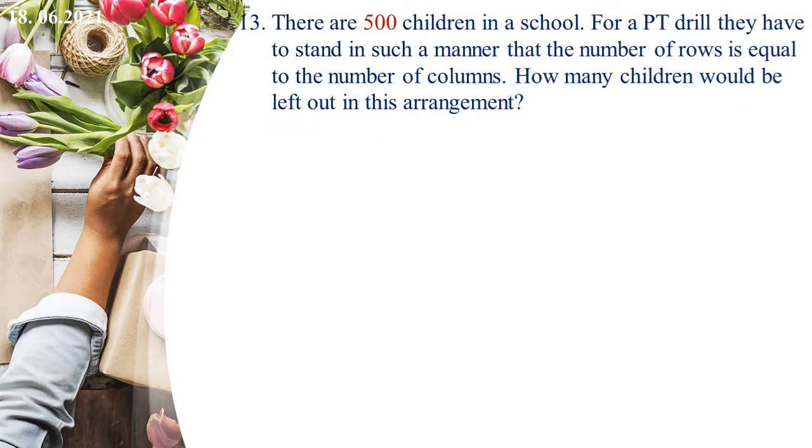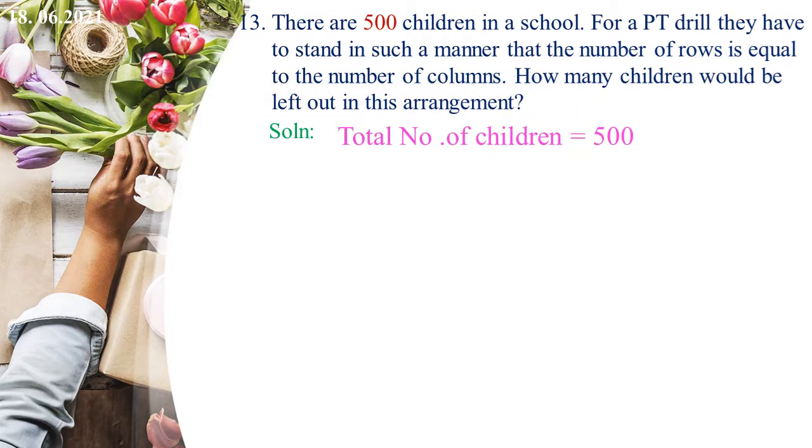There are 500 children in a school. For a PT drill, they have to stand in such a manner that the number of rows is equal to the number of columns. How many children would be left out in this arrangement? Solution.